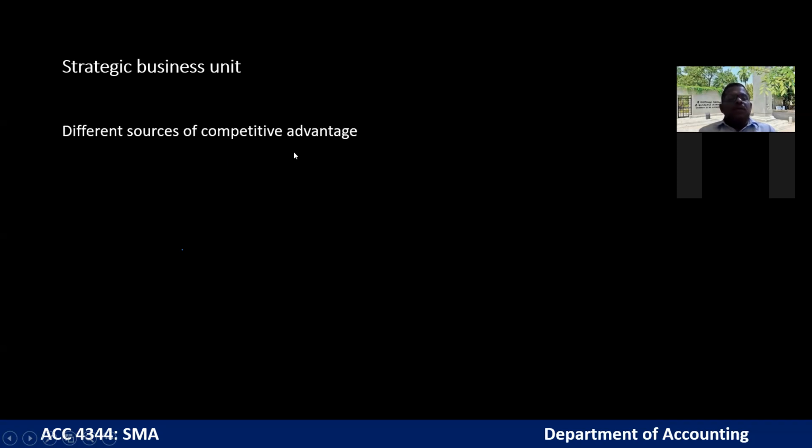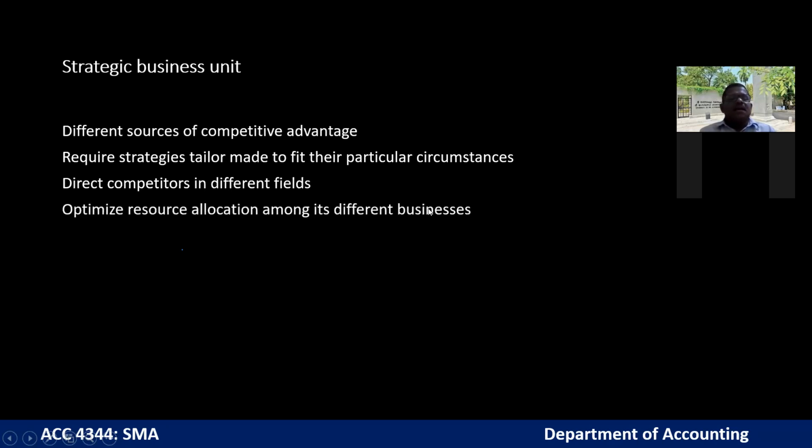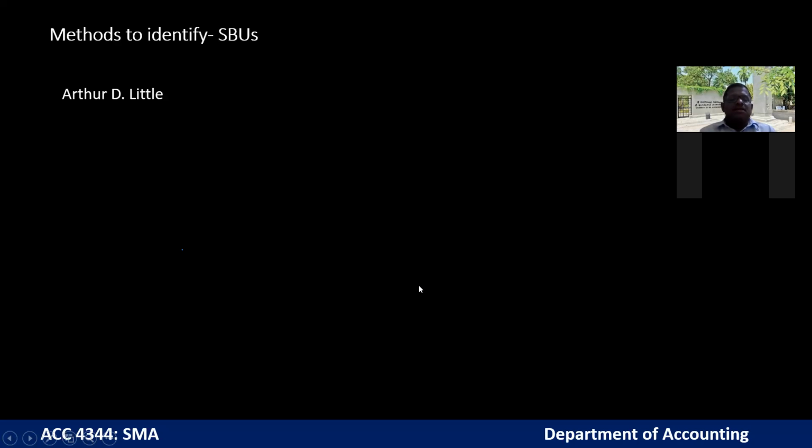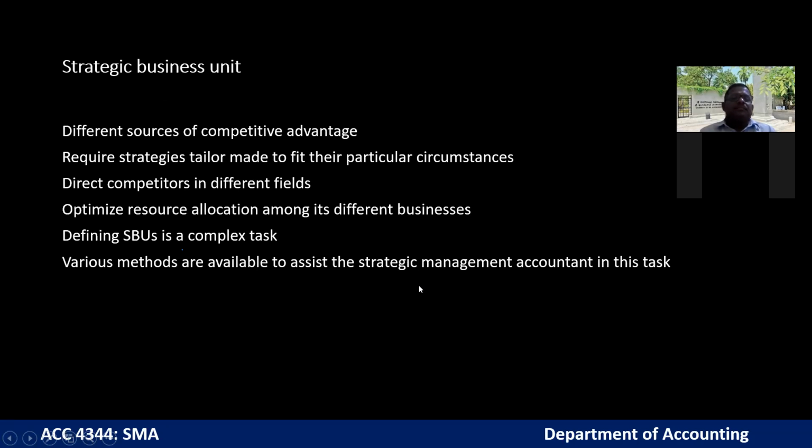Different sources of competitive advantages require strategies tailor-made to fit their particular circumstances, direct competitors in different fields, optimize resource allocation among the different businesses. Defining SBU is a complex task. Various methods are available to assist strategic management accounting in this task. Okay. Different sources of competitive advantages. What do you mean by that?